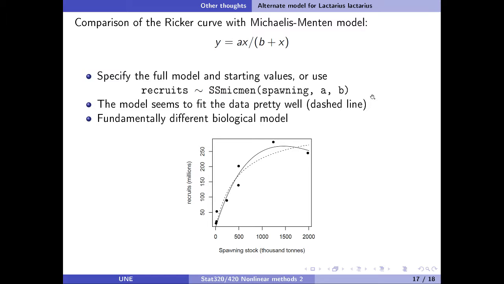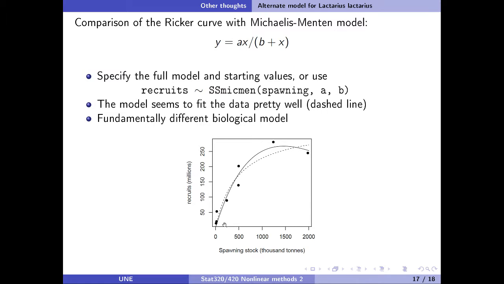And if I implement that and I add the Michaelis-Menten curve on top of the Ricker curve to this fake Trevally data, what we see is the solid line is our Ricker curve, the dashed line is our Michaelis-Menten curve. And looking at that, you say actually both models fit that data set quite reasonably well. It's very interesting though if you want to take this back into the biology. The biology is fundamentally different.